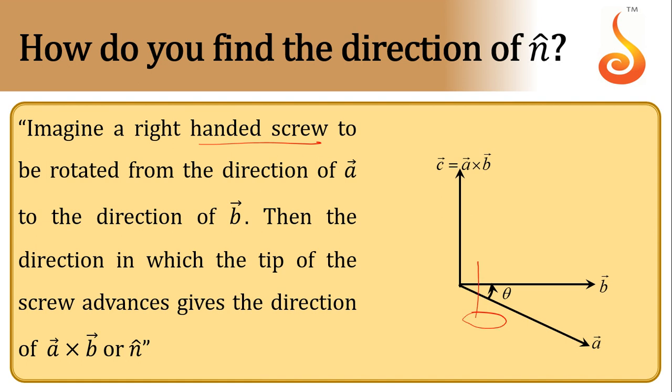The right-handed screw is rotated from vector A to vector B. Right? So if this is the direction in which it is rotated, the tip of the screw advances along the direction as shown.